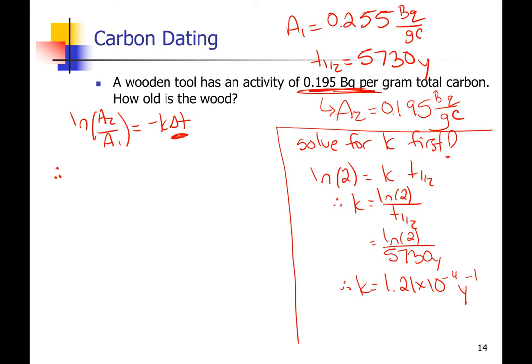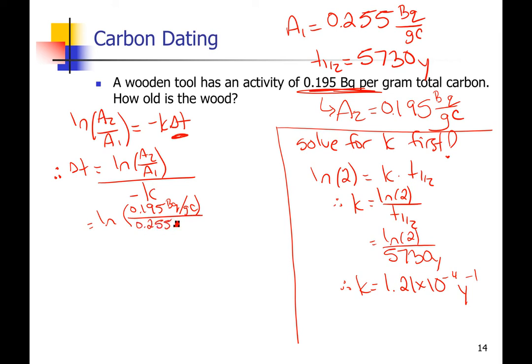So I rearrange my equation by dividing both sides by negative k, and that will get me delta t equals the natural logarithm of A2 over A1 divided by negative k, and then I can fill in my numbers. So A2 was 0.195 becquerels per gram carbon divided by A1, which was 0.255 becquerels per gram carbon. And the becquerel per gram carbon all cancel. Hooray, no units left in my log.